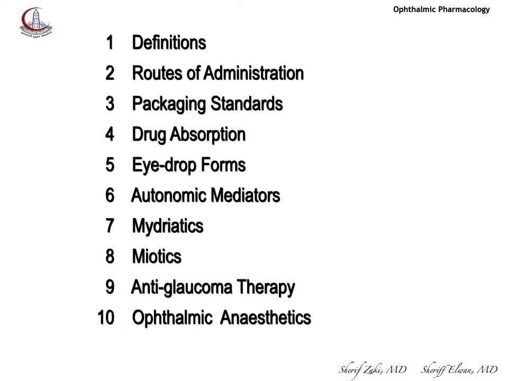We are going to describe the routes of administration, the packaging standards of the ophthalmic drugs, how the ophthalmic drugs are absorbed, and what are the different forms of eye drops. And then we shall have a quick look at the autonomic system mediators, then the drugs used as mydriatics, those used as miotics, and those used in anti-glaucoma, and finally we are going to go through ophthalmic anesthesia.